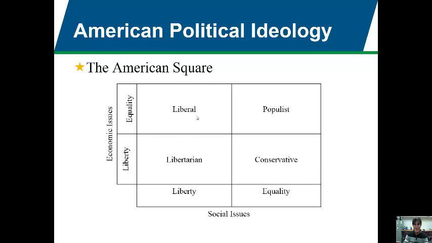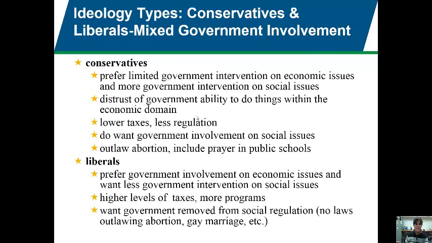I'll try to explain them as best as I can. So, let's go back to the bottom right square, conservatives. Conservatives prefer limited government intervention on economic issues and more government intervention on social issues. They have a distrust of the government's ability to do things within the economic domain, so they want lower taxes and less regulation of the economic sector.